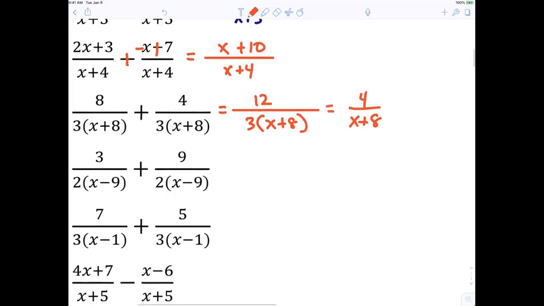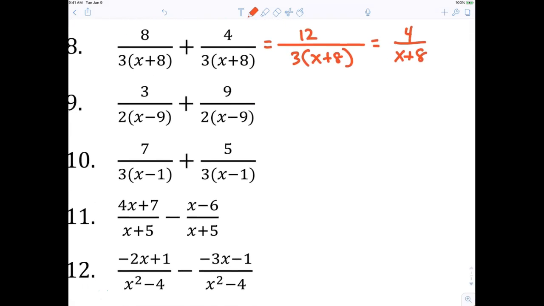All right, Dalton, you're up. 12 over 2 times x minus 9. And you can simplify it to 6 over x minus 8. Simple, simple. Very good. All right, Tyler, you're up.